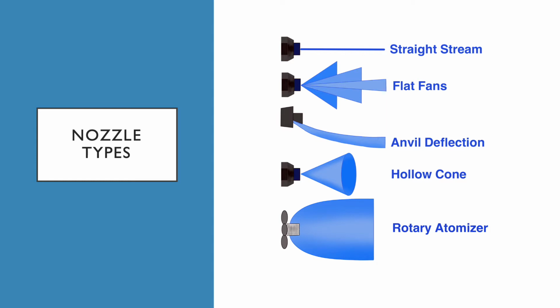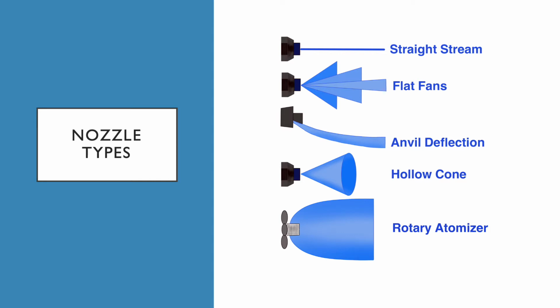I know this is a very simple graphic and it's something that is very familiar to most of you, but I think it's worth looking at the different types that we have to work with. Anywhere from these straight stream nozzles to flat fans of varying fan angle, hollow cone nozzles, and what I call the anvil deflection type nozzle, where the spray exits an orifice and hits a deflector that deflects it at some angle to make it spread into a fan and provide the breakup. These should all be very familiar to you.